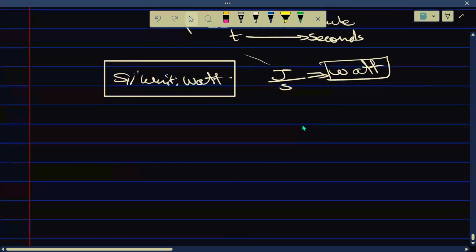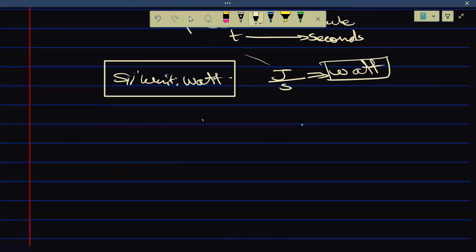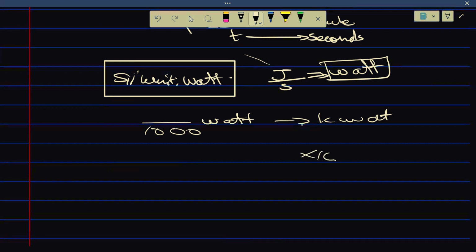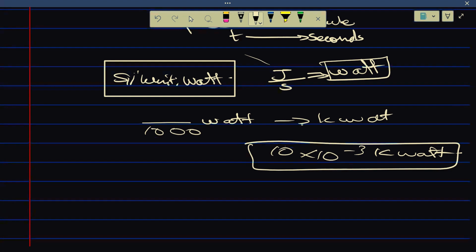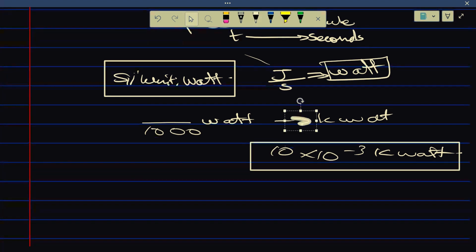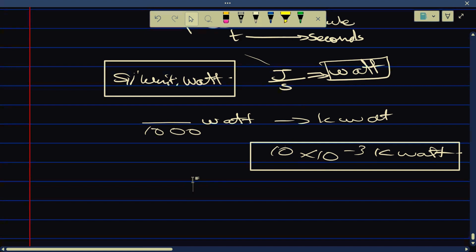How do we convert from watt to kilowatt? We divide by 1,000, or write an exponent of 10 to the power minus 3 before the value. This is kilowatt. This is how we convert it to kilowatt if needed. Now we are done with the basics of power.